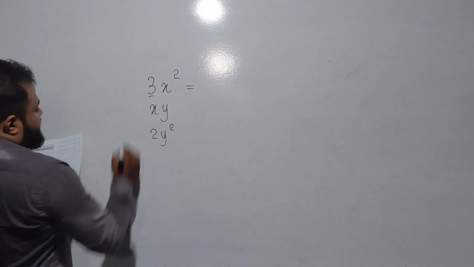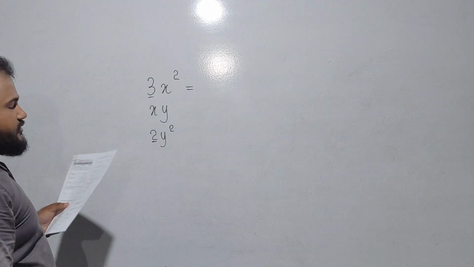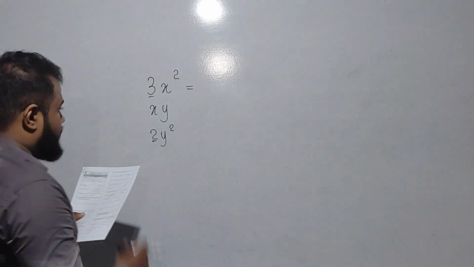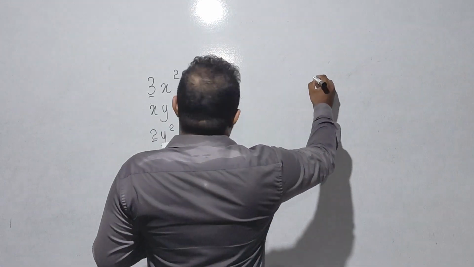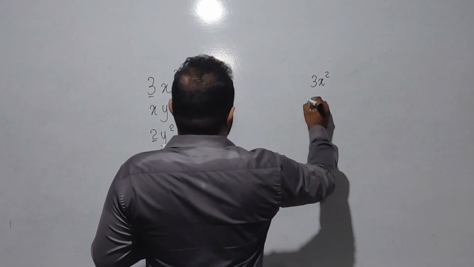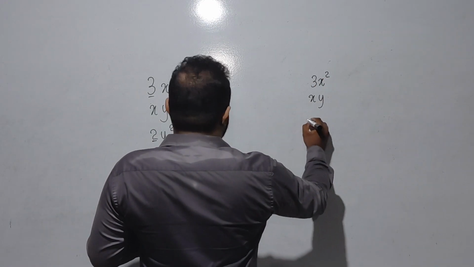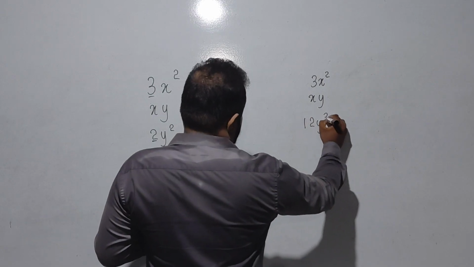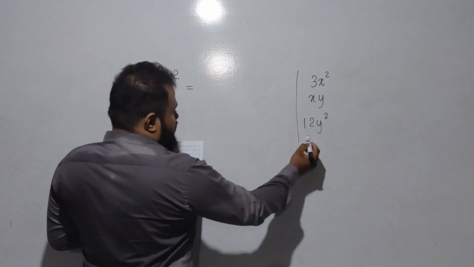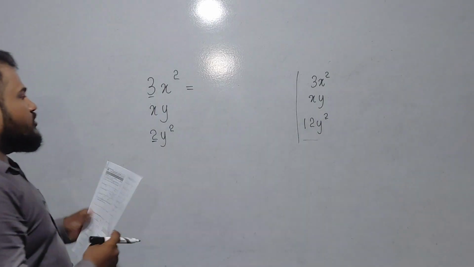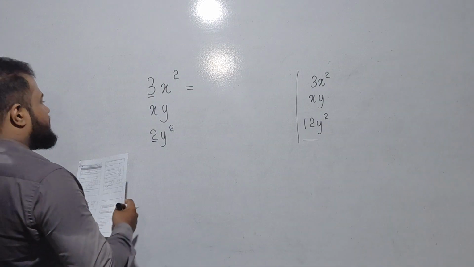Here 3 is a prime factor, 2 is a prime factor. I will write another question. 3x squared, xy, 12y squared. In this question 12 is not prime. Okay, I will do both questions as a revision.